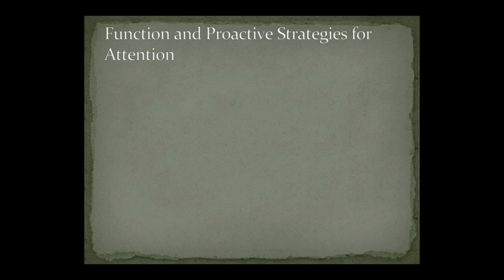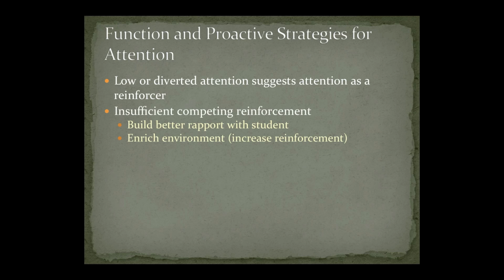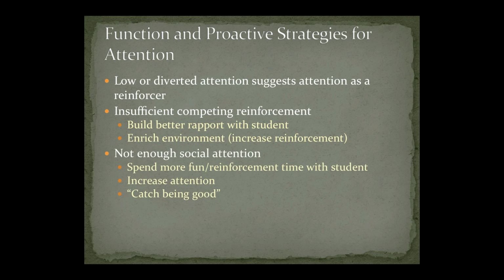Function and proactive strategies for attention. Low or diverted attention suggests attention as a reinforcer. There might be insufficient competing reinforcement, which means we would need to build better rapport with the student and perhaps enrich the environment or increase reinforcement. Maybe there's not enough social attention. We would spend more fun or reinforcement time with the student, increase attention, and catch the child being good.